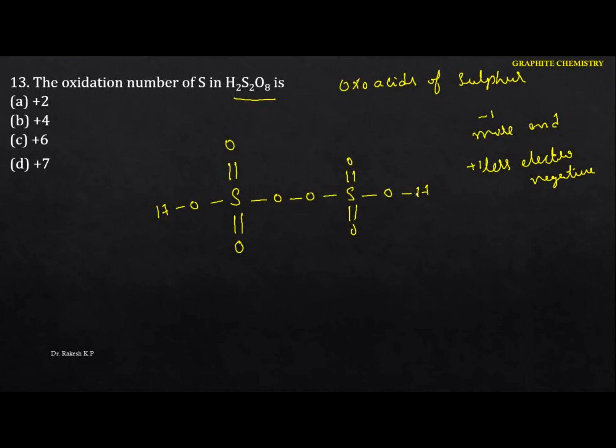Take this one. Between the oxygen and the hydrogen, which one is more electronegative? Oxygen. Hence, we write -1 for oxygen, and here we write +1. Come to this one. Between the oxygen and the sulfur, the most electronegative element is oxygen. Again I'm going to write -1, and this will be +1.